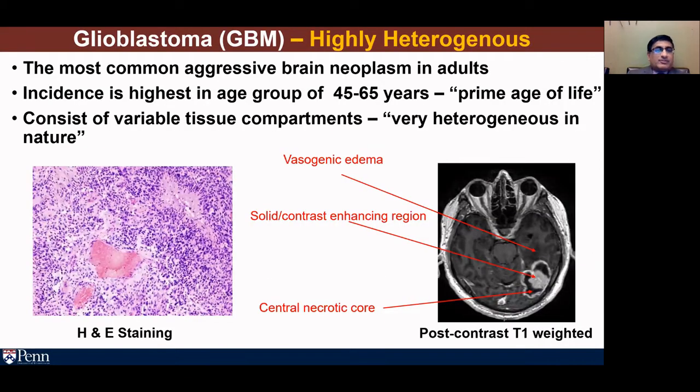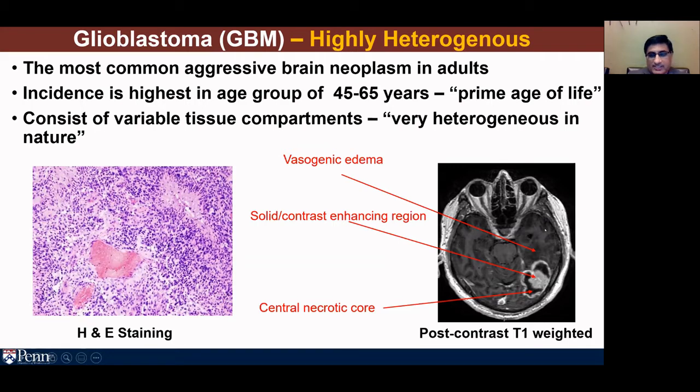So to begin with, what is glioblastoma? As we all know, glioblastoma is a deadly brain cancer, and it is the most common aggressive brain neoplasm in adults, comprising approximately 30% of all central nervous system tumors. In the US every year, approximately 14,000 new cases arise, and the incidence rate is approximately 3.19 per 100,000 persons per year. The incidence of GBM is highest in the age group of 45 to 65 years, which is a prime age of life. And these GBMs are highly heterogeneous in nature.